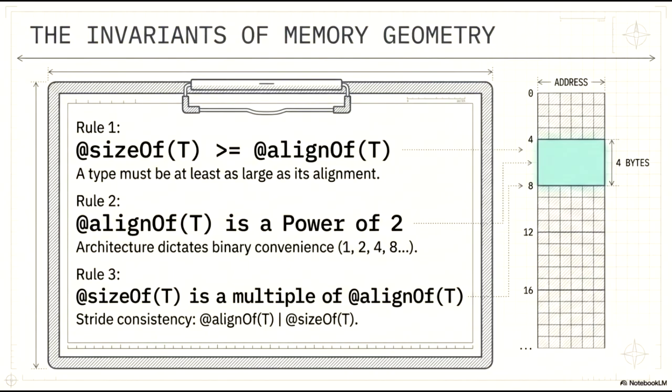In the diagram to the right, we see these rules in action. A type with a 4-byte alignment and a 4-byte size occupies a precise block within the memory grid, starting at address 4 and ending at address 8, maintaining the geometric integrity required by the underlying architecture.